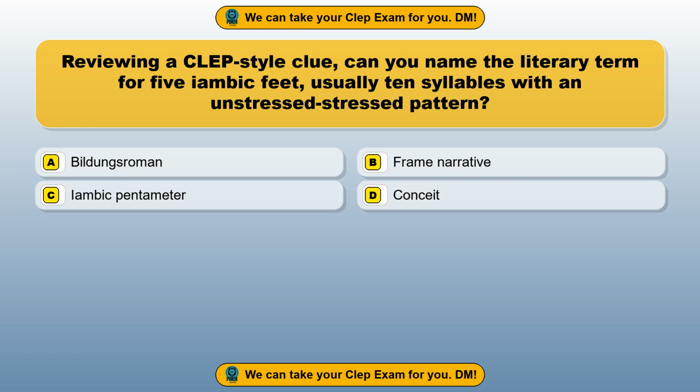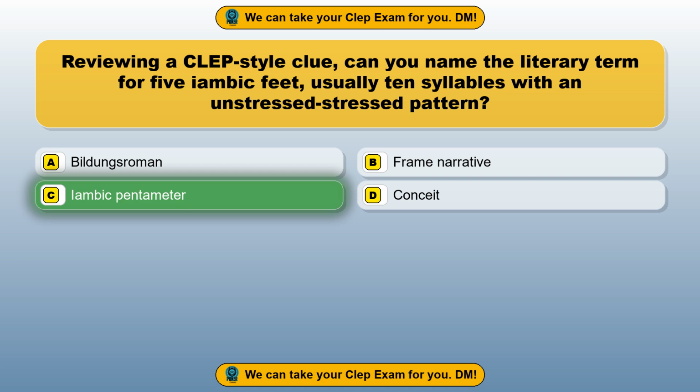Question 23. Reviewing a CLEP-style clue, can you name the literary term for 5 iambic feet, usually 10 syllables with an unstressed-stressed pattern? Option A, Bildungsroman. Option B, frame narrative. Option C, iambic pentameter. Option D, conceit. The correct answer is option C, iambic pentameter.